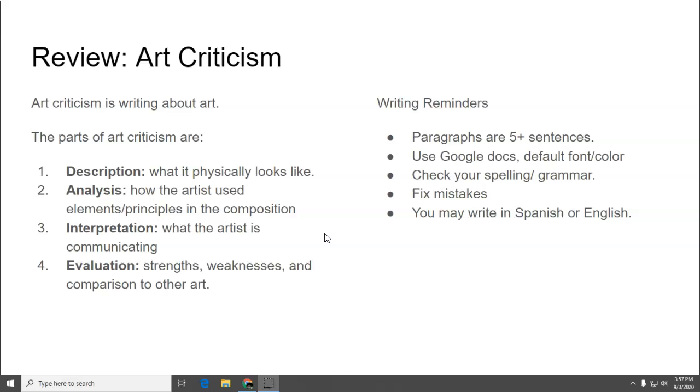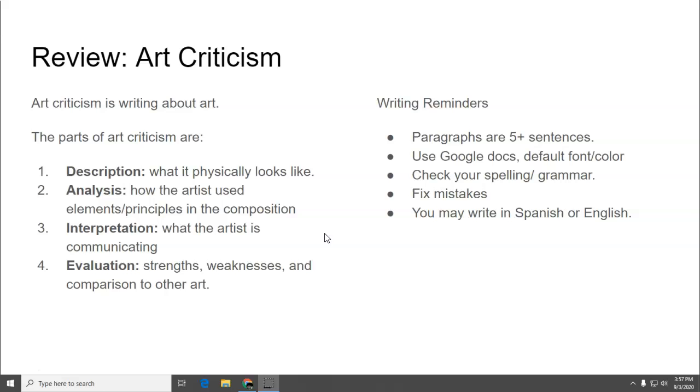Analysis is how the artist used the principles and elements in the composition, and we're going to focus on that this week. The next one is interpretation, which is what the artist is communicating with their art. And then the final one is evaluation, which is strengths, weaknesses, and comparison to other art.